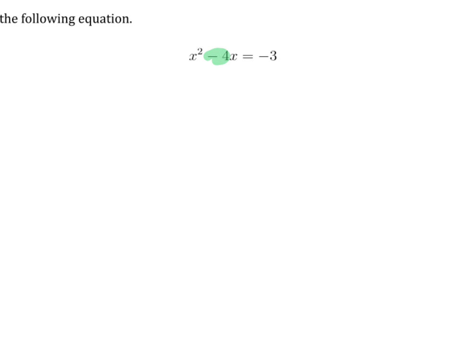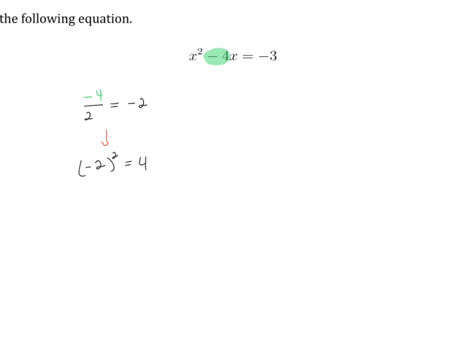We're going to take our b value, which is a negative 4 here. I'm going to divide negative 4 by 2, and this gives me a negative 2. From earlier, we said that we need to take this negative 2 and square it, and this gives me a positive 4. This is the number I'm going to add to both sides of the equation.